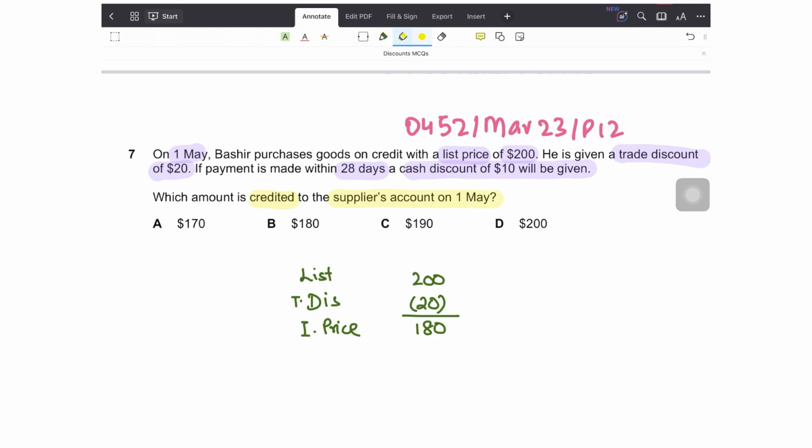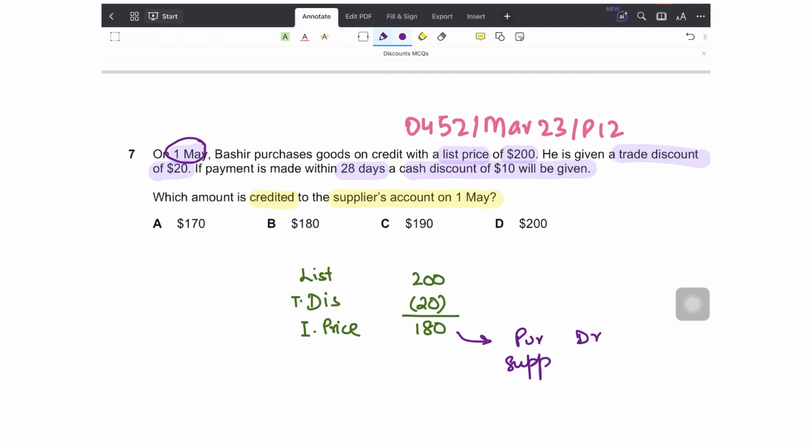Now, this is the date on which he is buying on credit. This is not the date on which he will be paying as well, because he will be paying within 28 days from 1st May if he wants to have a cash discount of $10. The question is, on 1st May, how will we record the transaction? So should I subtract this cash discount further from 180? No, I should not, because 180 is the amount that will be recorded on 1st May. And how will I record this transaction?